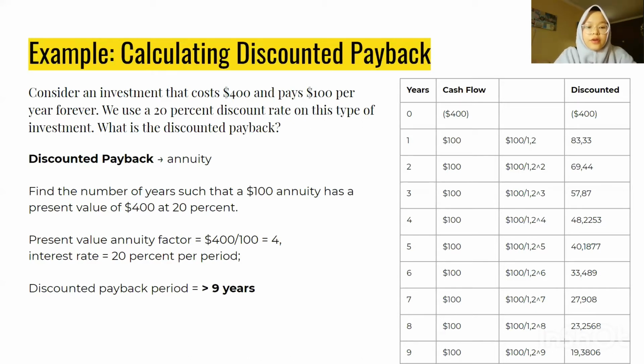First of all, we divide $400 by 100, which is 4, to get the present value annuity factor, and then the interest rate is 20%. So like the example before, we calculate the present value and then we get the discounted cash flow until it equals the initial investment. So the discounted payback period is less than 9 years.